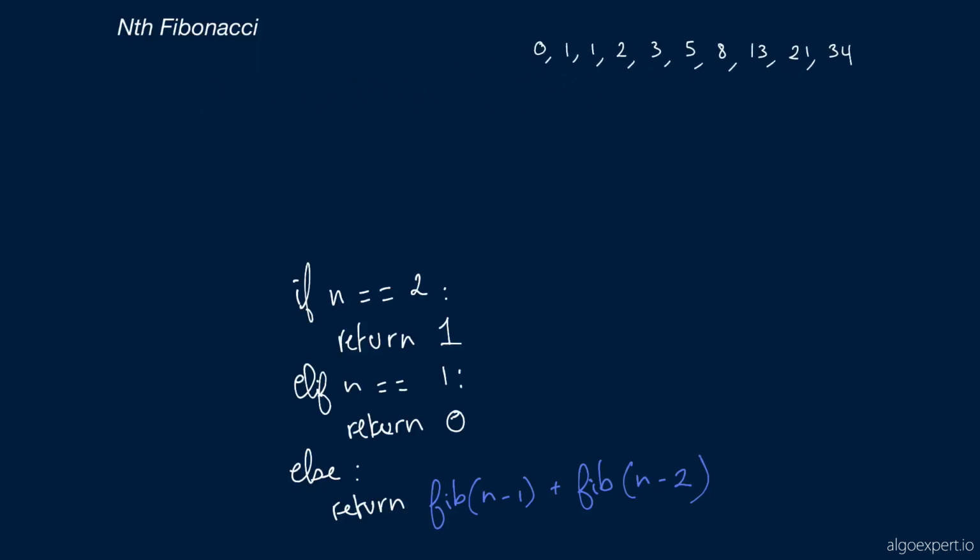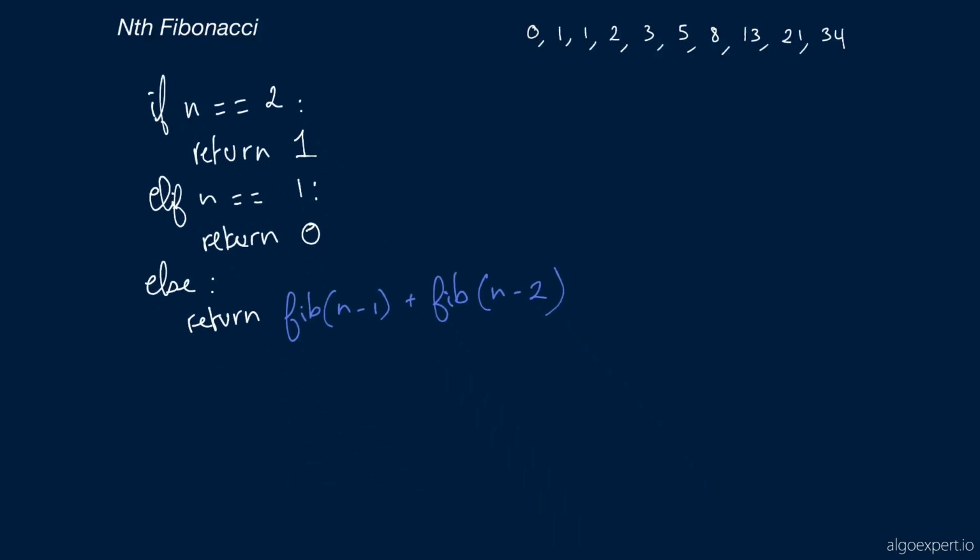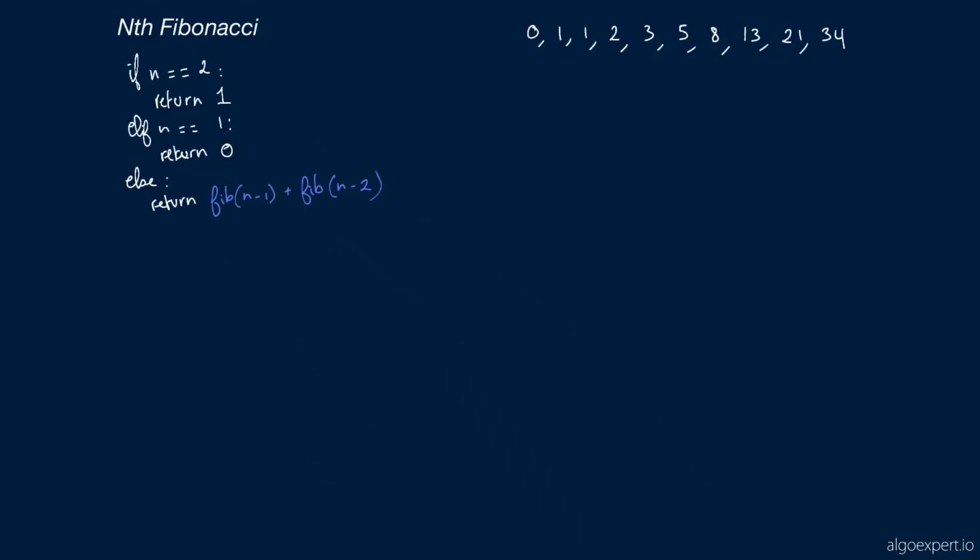So let me move our Fibonacci sequence to the top right here, and let me move our actual answer to the top. And so let's say we had fib of 6. So if we have fib of 6, it is going to end up calling fib of 5 and fib of 4, right? Because we're not going to hit any of the two base cases with fib of 6. So we're going to call fib of 6 minus 1, which is fib of 5, and fib of 6 minus 2, which is fib of 4.